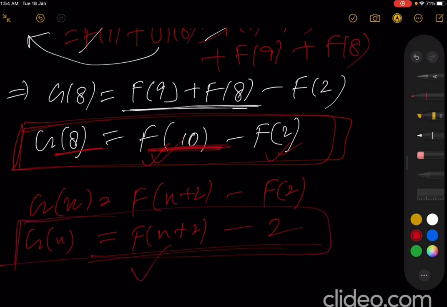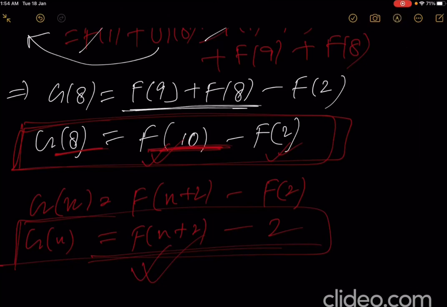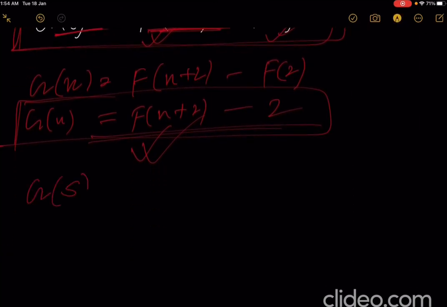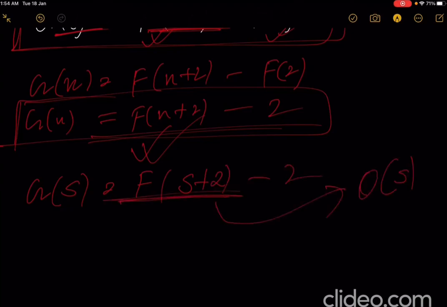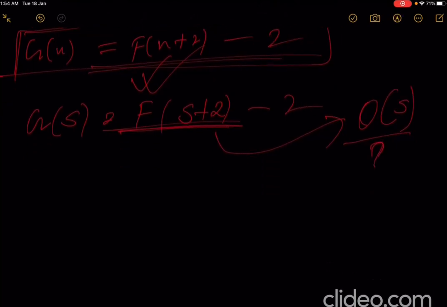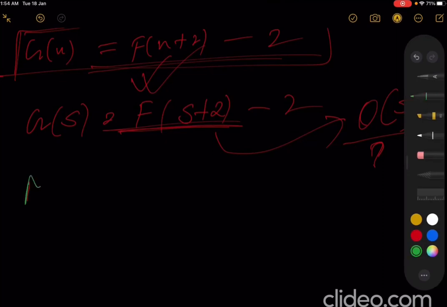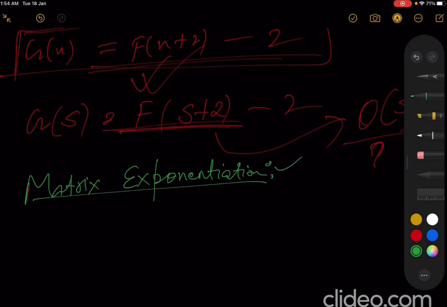But still you see we need to calculate somehow this f of n plus 2. So still the thing remains the same, that for calculating g of s we need to somehow calculate f of s plus 2 minus 2, and calculating this naively will require order of s time. So how can we make it faster or more optimized? So here comes the approach. We can use something called matrix exponentiation. If you know it already, it's really appreciable, but if you don't know it, you can still learn in this. Matrix exponentiation can be used to calculate the nth Fibonacci number in order of log n time into some constant which is generally equal to 8, right?